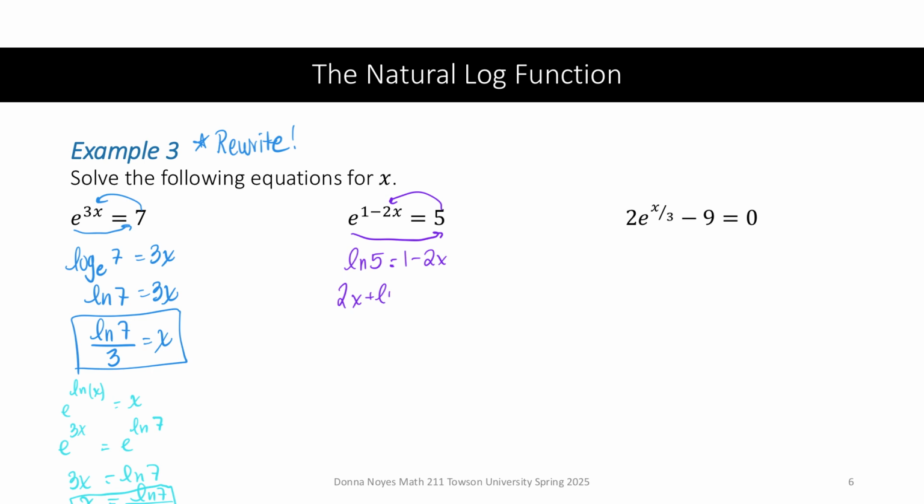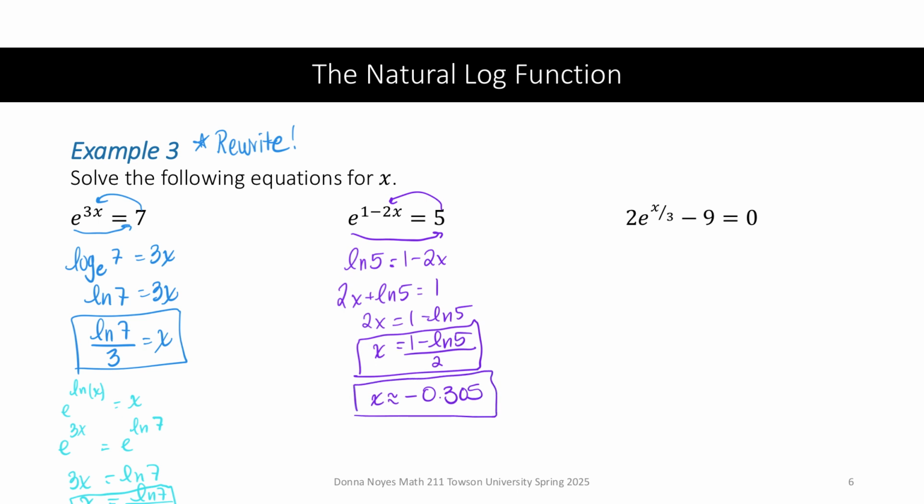So 2x plus the natural log of 5 equals 1. So 2x is equal to 1 minus the natural log of 5. And x then is just 1 minus the natural log of 5 all over 2. And yes, you can plug this into your calculator. And when you do, x is approximately negative 0.305.